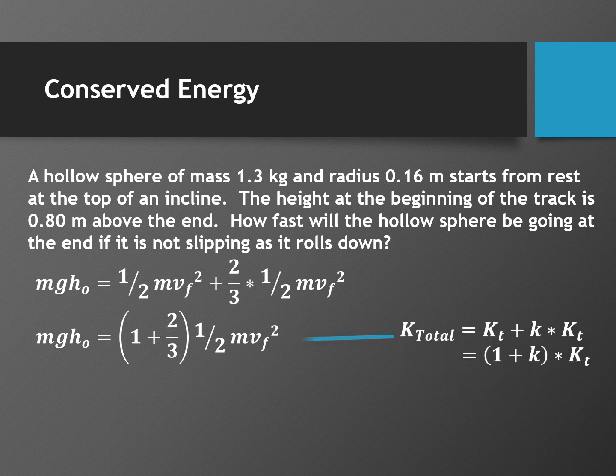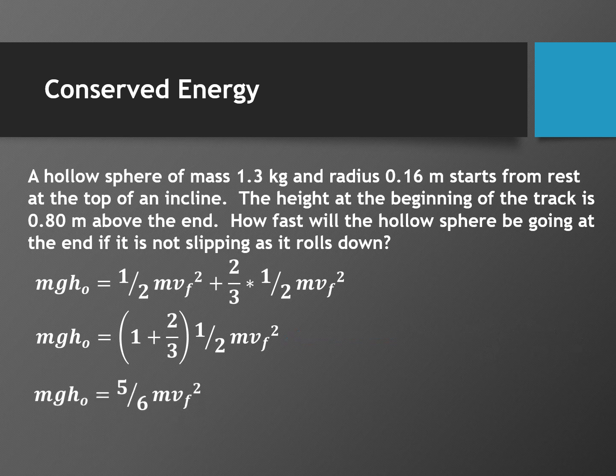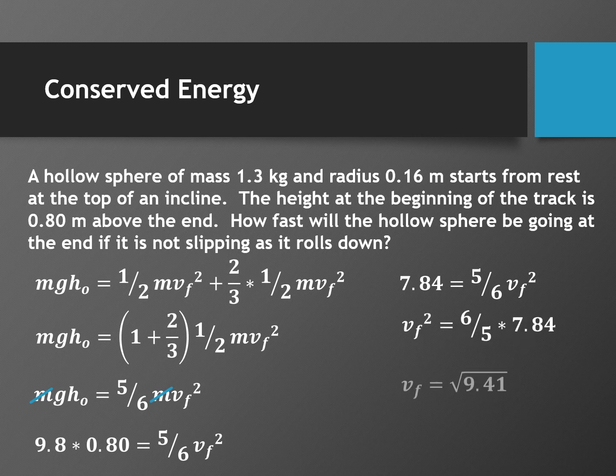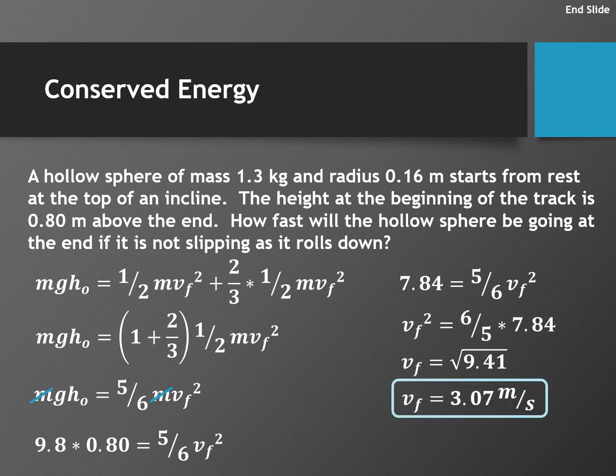All right, so we notice that the mass is going to cancel from both sides, so that's going to factor out. Then we're left with the acceleration due to gravity, 9.8 times 0.8, and that's going to be equal to 5/6 times the final velocity squared. So then solving for our final velocity, we multiply by 6 and divide by 5. That gives us the final velocity squared equal to 9.41, so we square root both sides. And we find that the final velocity as it's rotating and moving is going to be 3.07 meters per second.